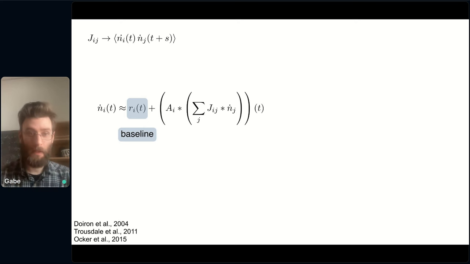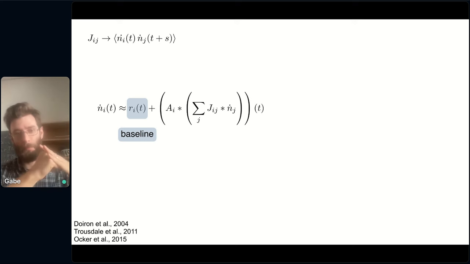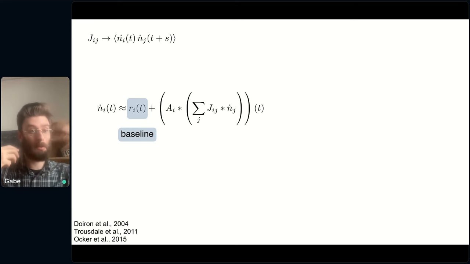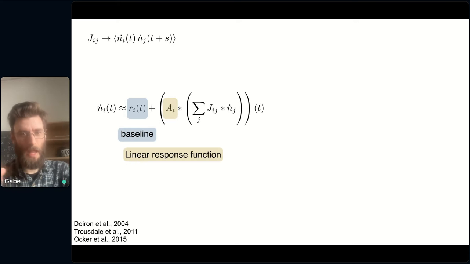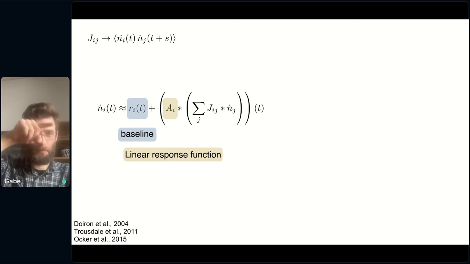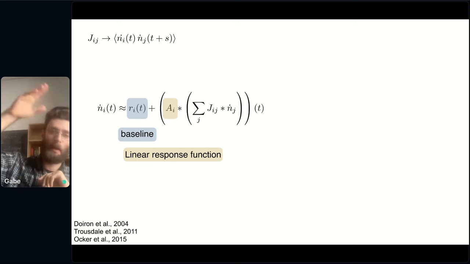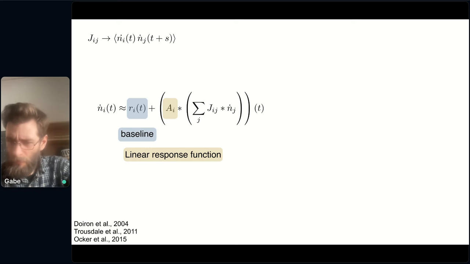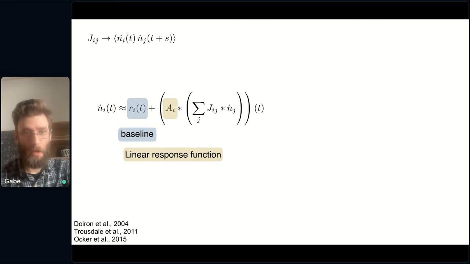And we say that the activity of each neuron is given by that baseline plus its linear response to the inputs that neuron receives. Here A is a linear response function or transfer function of that neuron, and the stars here are convolutions. So this is a function that depends on time. You have synaptic inputs coming in, and the neuron responds to them. This linear response framework gives us a way to calculate the activity of the neurons.